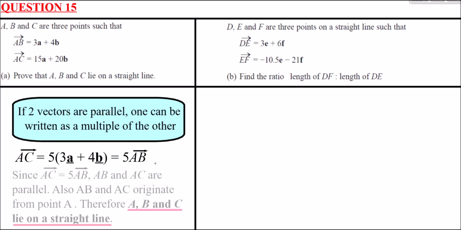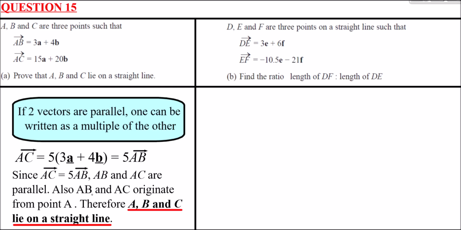So since AC is 5 lots of AB, AB and AC are parallel, and also AB and AC originate, they both start from point A. So therefore, if they start from the same point and are both going in the same direction, they've got to be on the same straight line. Therefore, A, B and C lie on a straight line.